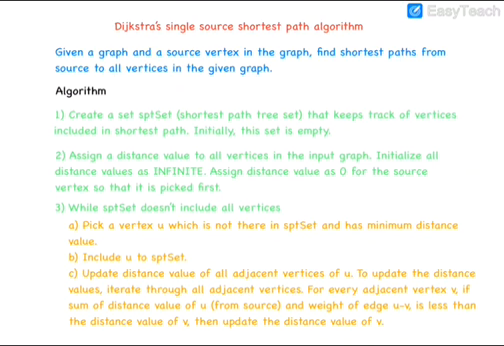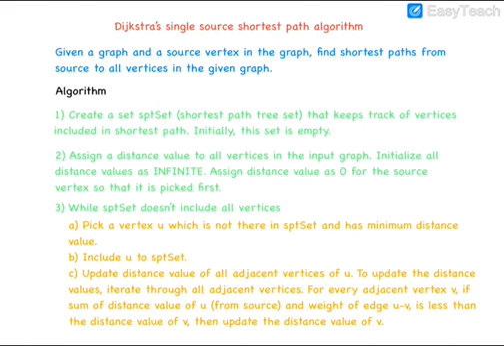Next, the second step is assigning distance values to the vertices in the input graph. We'll be assigning a 0 value to the source, and all remaining vertices will have an infinite value. So we'll be initializing all the vertices' distance values as infinite except the source vertex, which is given as 0.